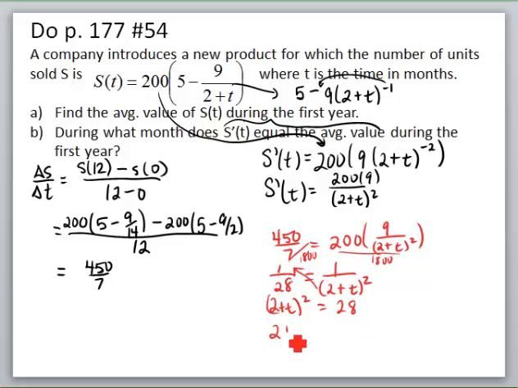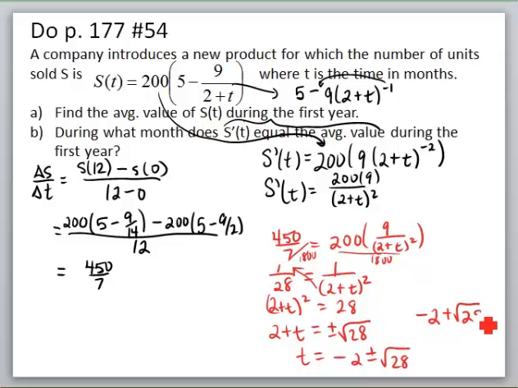Square root both sides. 2 plus t equals plus or minus the square root of 28. And then I'll move the 2 over, so I have negative 2 plus or minus the square root of 28. Now only one of those is going to be the solution, because negative 2 minus the square root of 28 is going to give me a negative time, so I don't want that one. The only one that's my solution is negative 2 plus the square root of 28, and I will tell you that that's approximately 3.292. So during the third month, or partially through the third month, is when the derivative equals that average value.